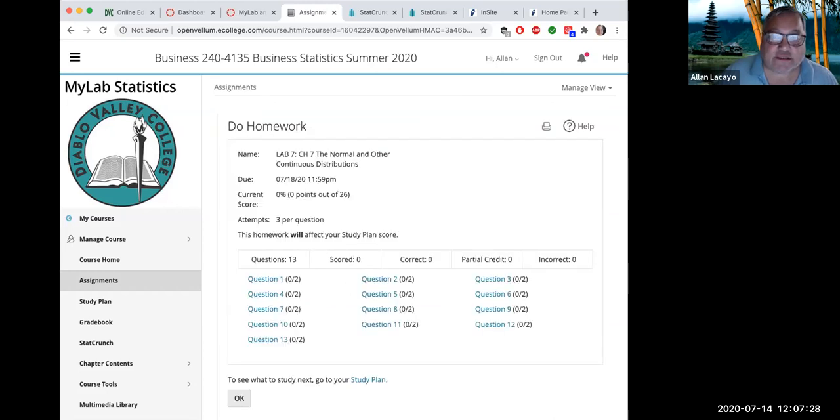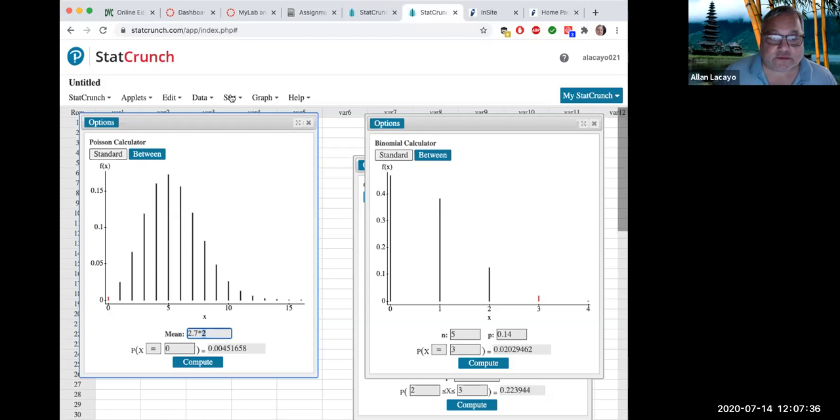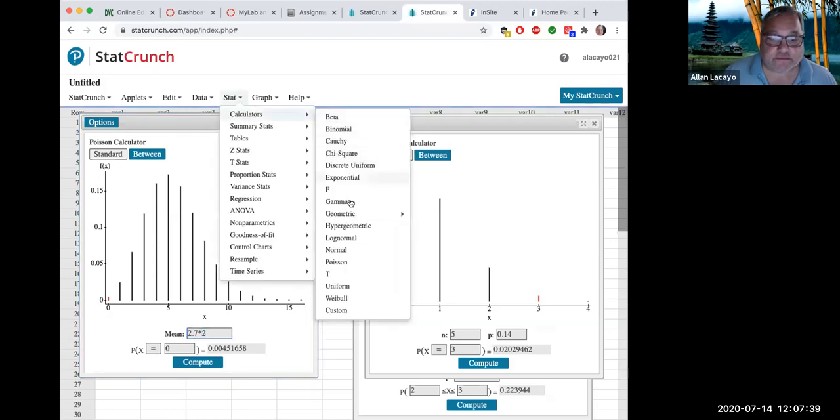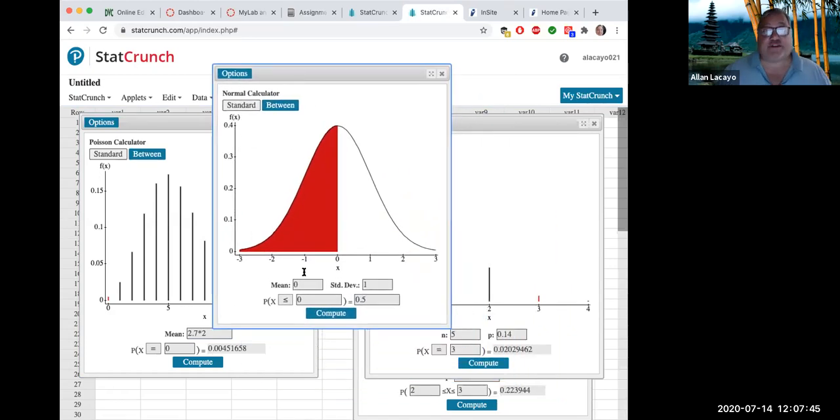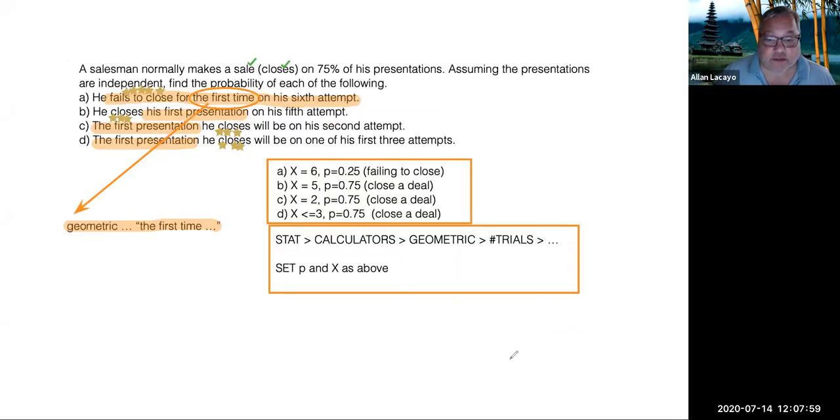Besides elaborating on what the normal model is from a practical point of view by using StatCrunch, Stat, Calculators, Normal, I encourage you to look at the notes on chapter 7 that I've posted on Canvas, where the normal model is presented and a lot of different applications of the normal model are used. And I'm going to also be building a whiteboard situation here on what the normal model is. So what is the normal probability model?